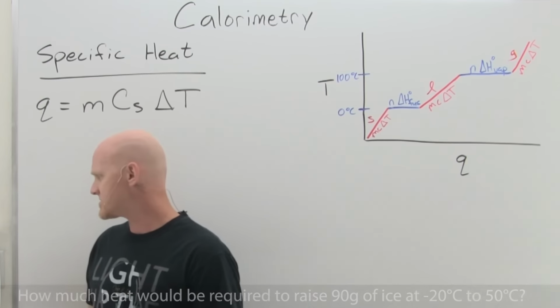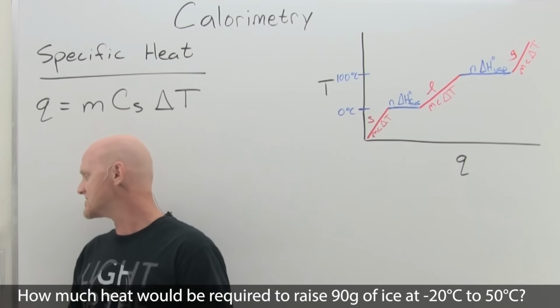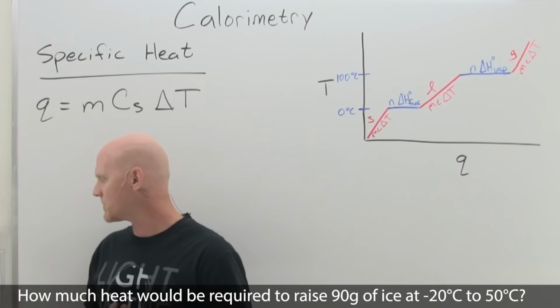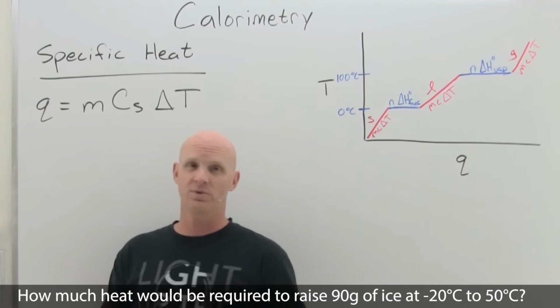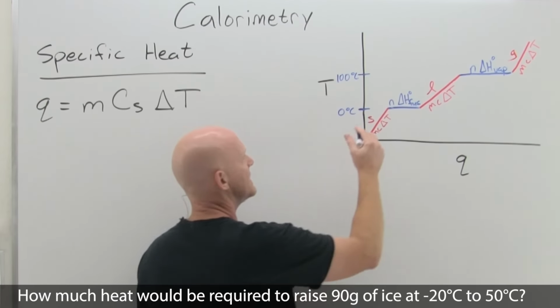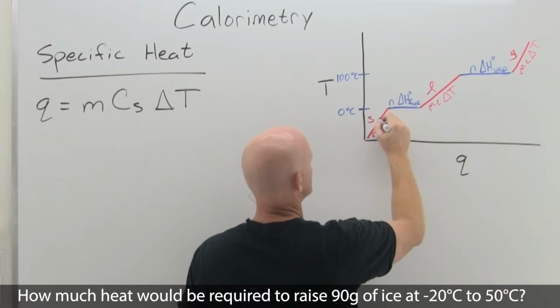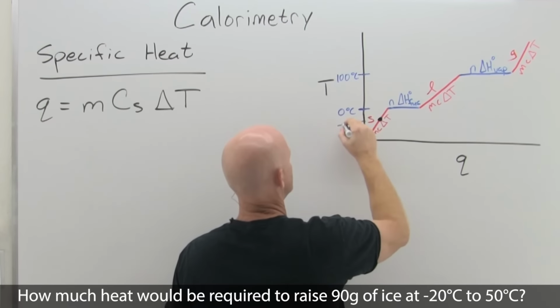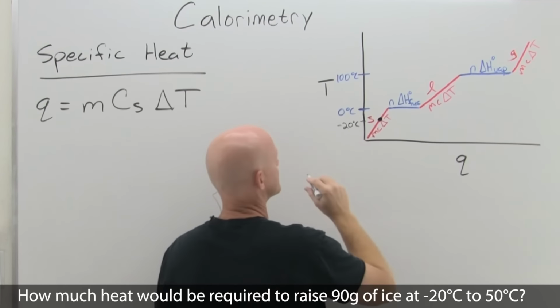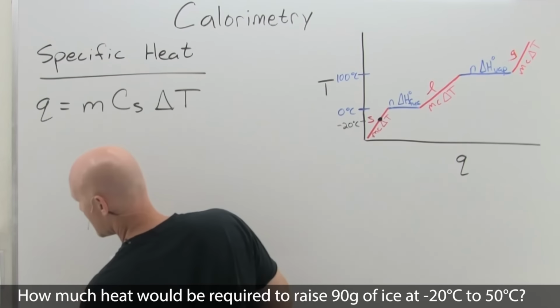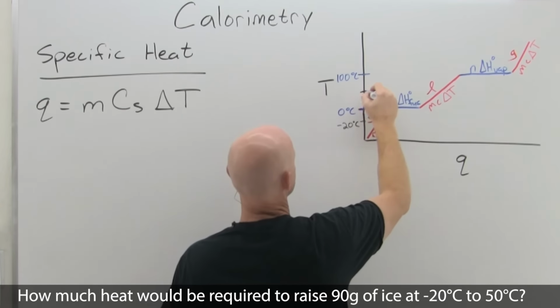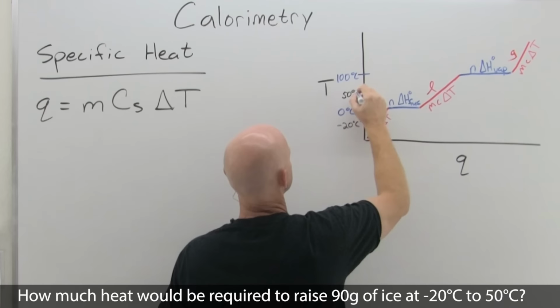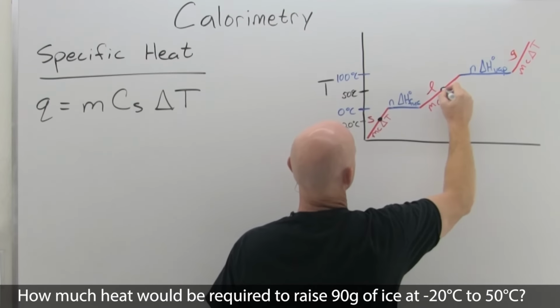The next question says, how much heat would be required to raise 90 grams of ice at negative 20 degrees Celsius to 50 degrees Celsius? So we're being told that we have 90 grams of ice and that we're somewhere down here at negative 20 degrees Celsius. But then we're going to end up at positive 50 degrees Celsius. So we're going to end up somewhere right around here, which would mean we're going to end up right here.